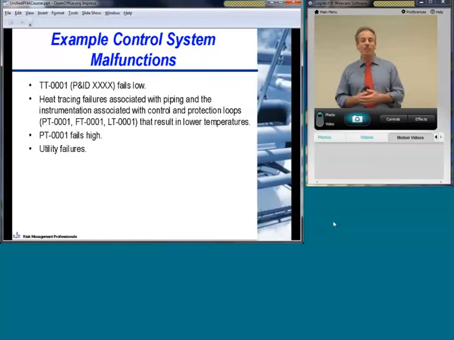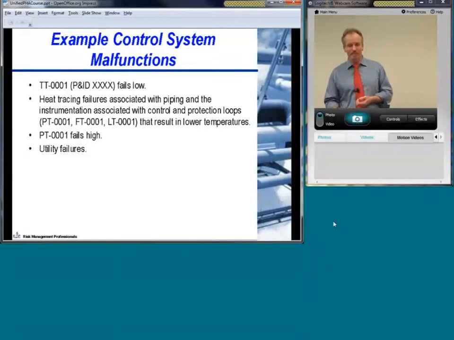The second bullet, heat tracing failures. Heat tracing failures that can result in lower temperatures can often compromise equipment, cause freezing, obviously, and also compromise instrumentation. These things need to be considered during the course of the HAZOP study. Third bullet, the pressure transmitter failing high. Again, if you've got a common mode failure of transmitters, these may be very important to look into. And also utility failures: loss of instrument air, loss of power and other control mechanisms. These are also very important to be looking at.